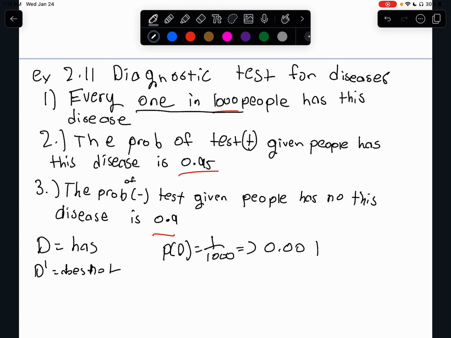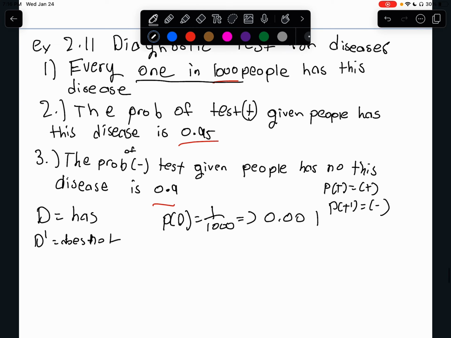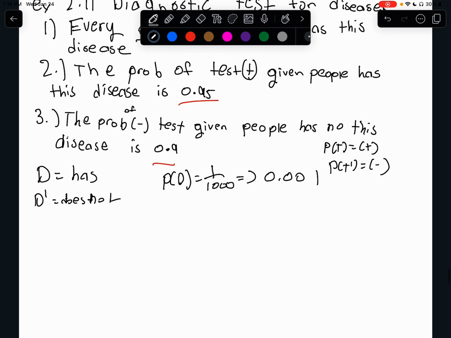And we can do tests now. T is if they test positive, and T complementary is negative. As we go through this, we're finding what the actual question is. We want to know the probability of having the disease given the test was positive. All right. We can find the error that may occur. We want to find this out.